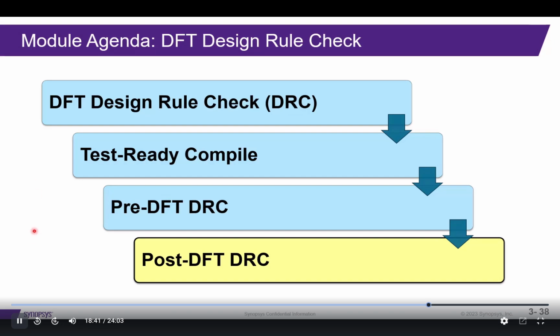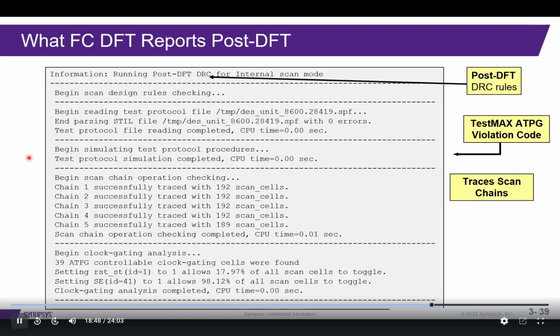Next, we'll talk about DFT-DRC after scan insertion, or post-DFT-DRC. This is an example report file from post-DFT-DRC. The keyword to look for is the word post-DFT-DRC in the report log. If any violations are found, the TestMax ATPG violation code will be printed in this section, after which, once scan chains are traced, this will all be reported as part of the report.